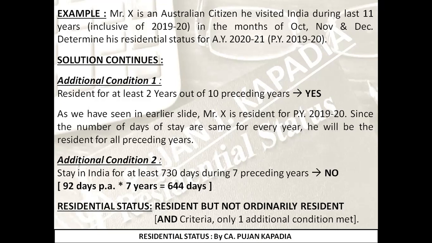Well, I hope you are clear with this particular part. So friends, what we have learned today is we have taken due care of additional conditions. That is, when we come to know that a person is resident, we are furthermore required to implement the additional conditions to check whether he is ordinary resident or not ordinary resident. What are our additional conditions? Condition number 1 says that he should be resident for at least 2 years out of the 10 preceding years. Condition 2 states that in the preceding 7 years he should be in India for at least 730 days. So I hope I am clear.